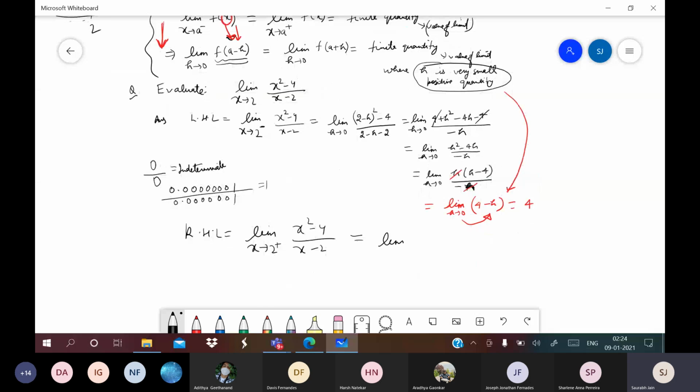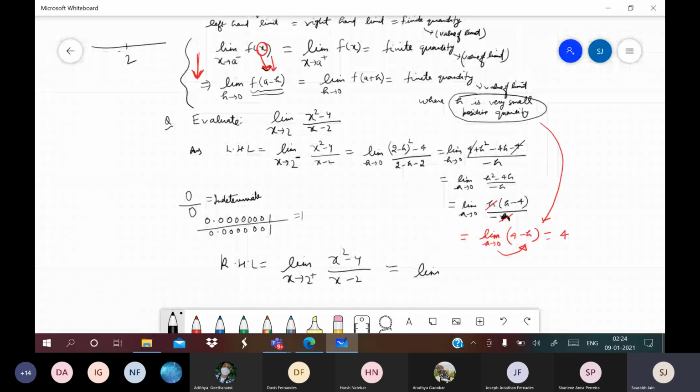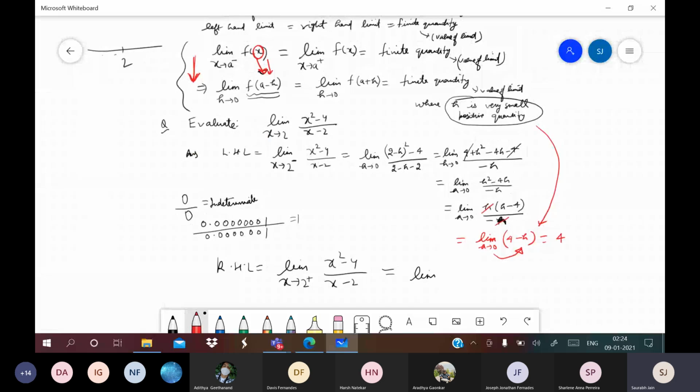Now see, again you come here. From here to here, what do you observe? We write x tends to a plus. What do we write in the next step? We write h tending to 0. And what type of changes do we make in the function? We replace x by a plus h. In the previous part, we were replacing x by a minus h. Now a plus h. What is a? a is 2. 2 plus h. We solve this.